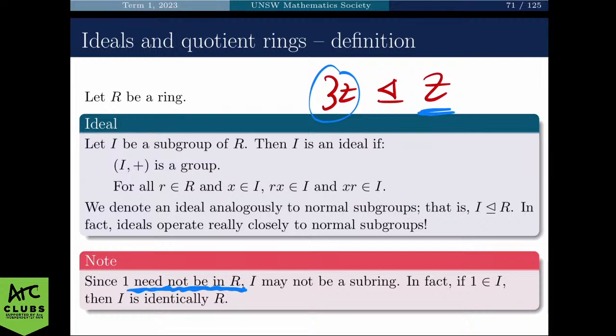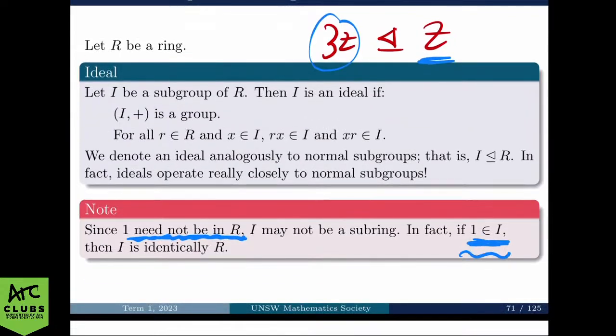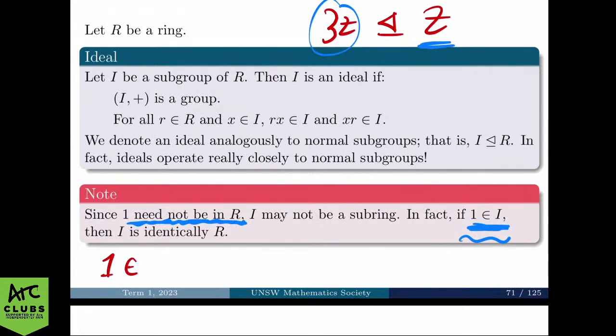It's actually going to be shown that if you have 1 in the ideal, then you can keep on adding 1 to itself. And you can basically show that using 1, you can generate all the elements of R, okay? So it's not always a subring.